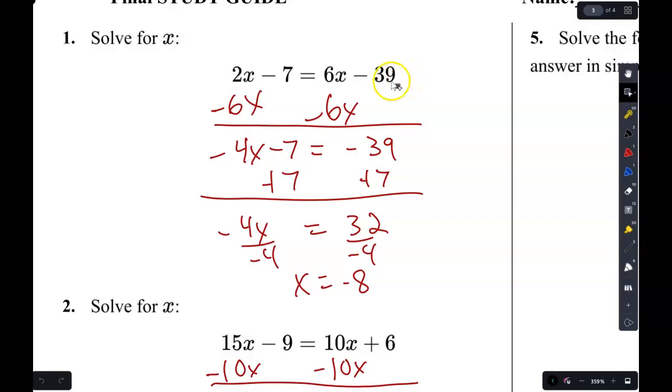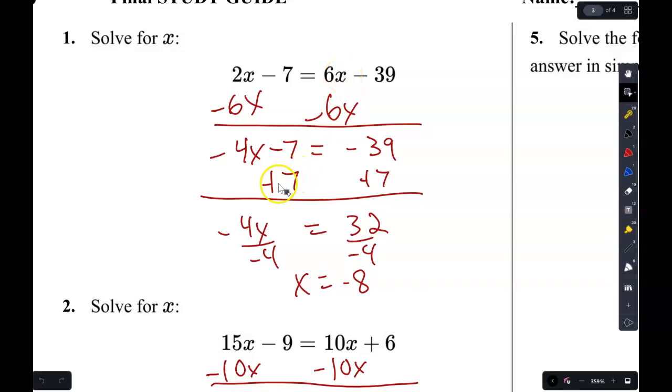Okay, what I like to say is move the letters to the left. So we got this 6x, we do the opposite of plus and subtract 6x on both sides. Then we got 2x minus 6x. 2 minus 6 is negative 4x. We bring down the negative 7, and we bring down the negative 39, and this cancels out, becomes 0.